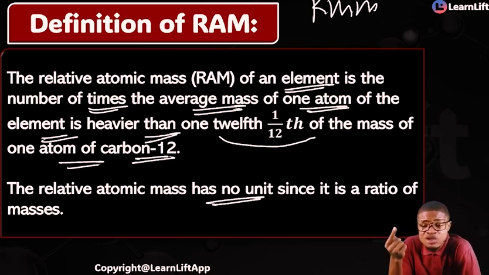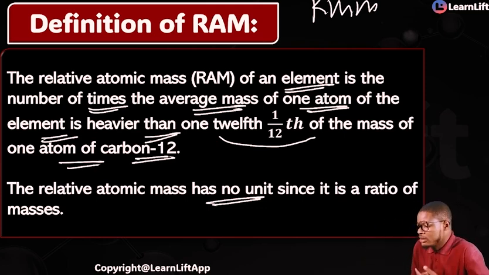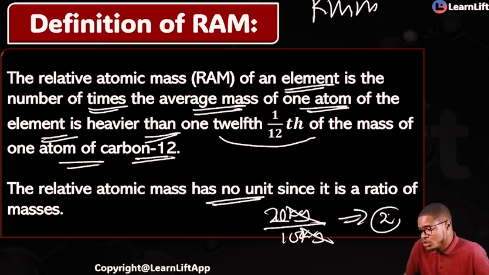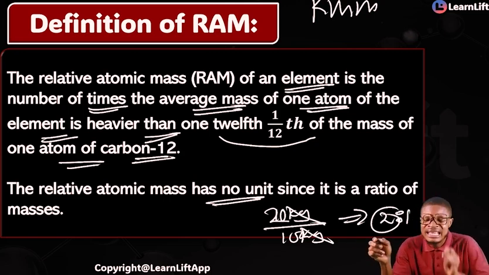And because it is the ratio of masses, for example, let's say you have 10 kilogram all over 10 kilogram. Or let me say 20 kilogram all over 10 kilogram. What will happen? Can kilogram not cancel kilogram? If kilogram cancels kilogram, the answer is 2, just like that. Or you say 2:1. Very simple. You are putting the level of ratio.